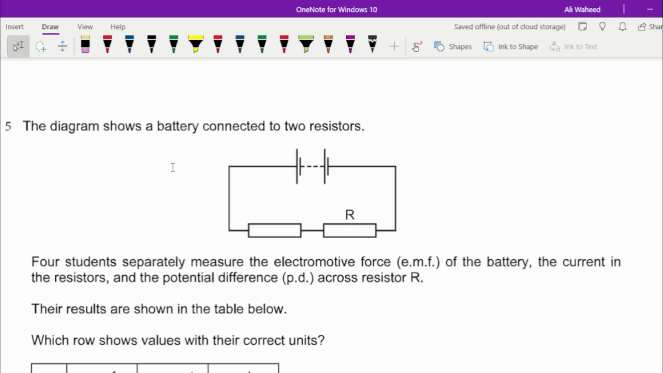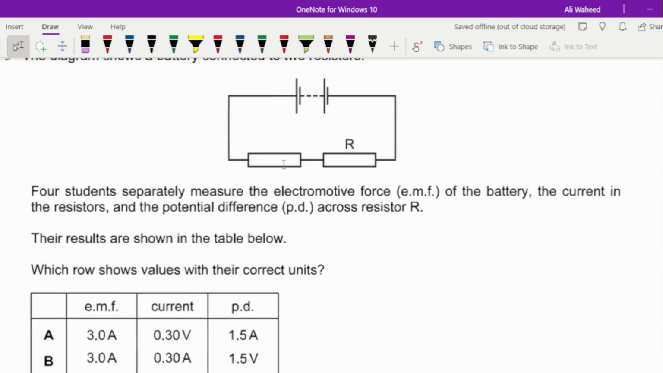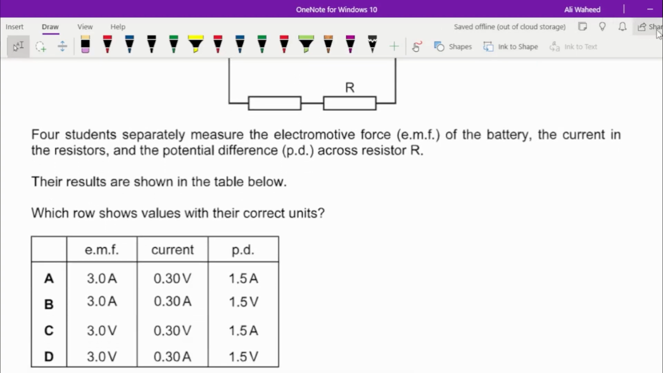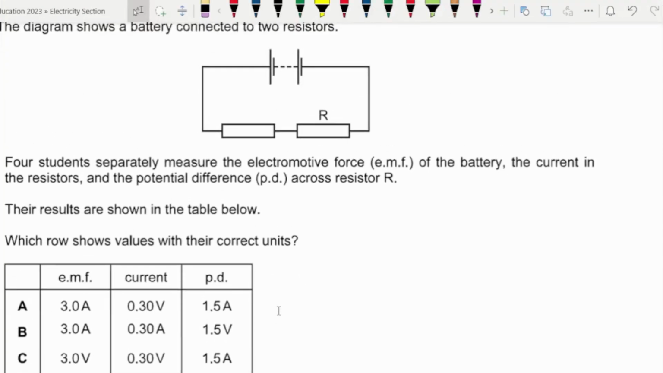The diagram shows a battery connected to two resistors. Okay, then we can see in the diagram, 4 students separately measure the potential difference or EMF of the battery, the current in the resistor, and the potential difference across the resistor R. Their results are shown in the table below. Which row shows the values with their correct units?